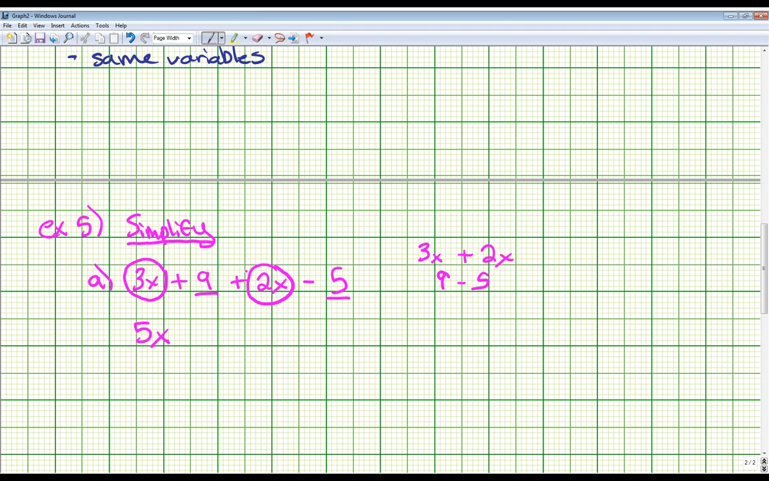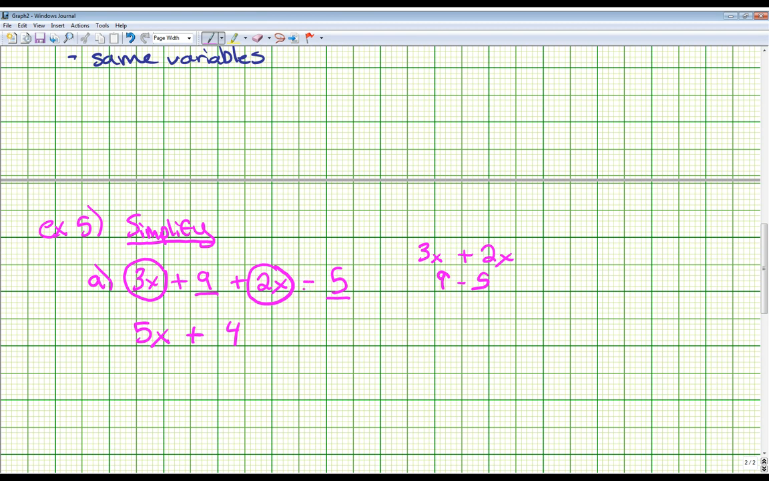I'm using the sign that's directly in front of the second item. So since there's a plus in front of the 2x's, I use the plus. The second item here would be a 5. There's a minus in front of that 5, so that's why I'm using a minus. So 9 take away 5 gives me 4. So I have a positive 4 and a positive 5x's. So my simplified version would be 5x's plus 4.